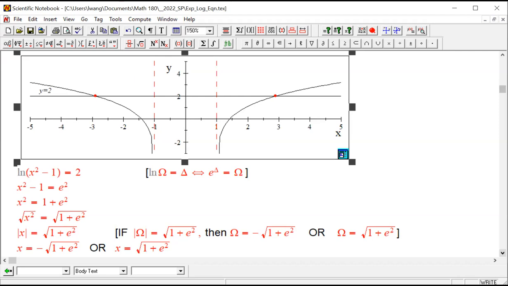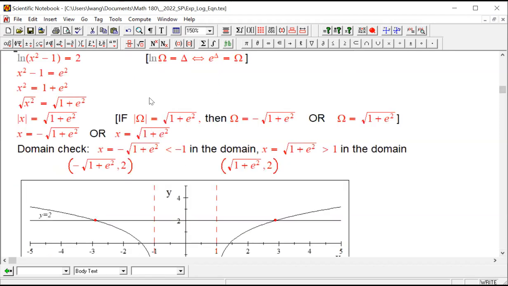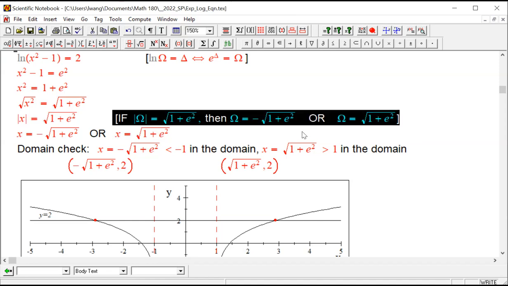So here's how we solve the equation. We still do it algebraically. By definition, we got that x squared minus 1 equals e squared, and x squared equals 1 plus e squared. Take the square root, and the absolute value of x equals the square root of 1 plus e squared. So we have 2 solutions, and this, of course, is the model for solving an absolute value equation.